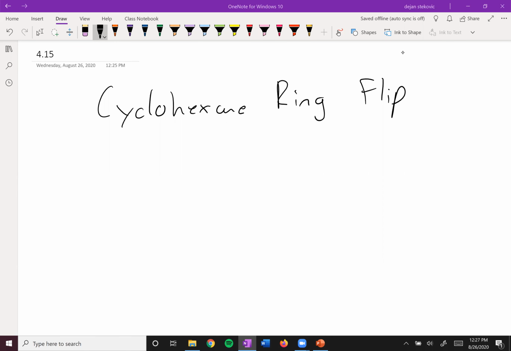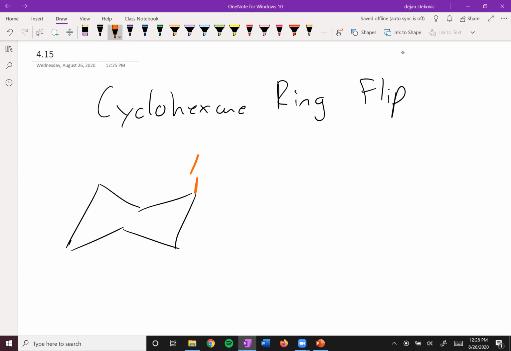All right, so like we saw for the cyclobutane, the cyclohexanes can also do a ring flip. And when they do this, some interesting things occur. So let's go ahead and draw a cyclohexane. And then we can draw some substituents on it.